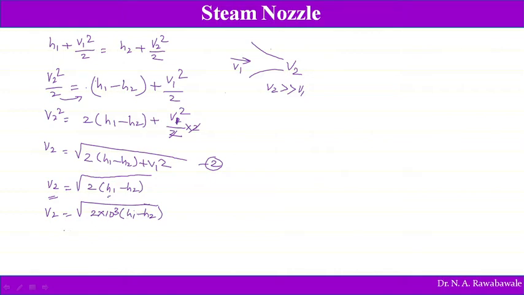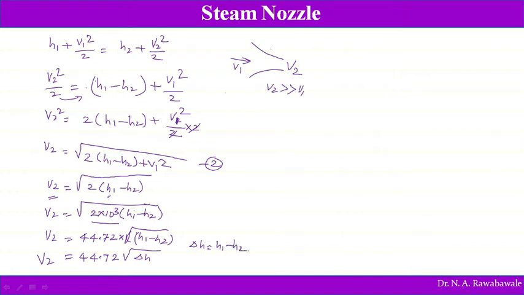So on simplification of this constant term, we get 44.72 into square root of H1 minus H2, or this can be written as V2 is equal to 44.72 square root of delta H, where delta H is the enthalpy difference H1 minus H2. So this delta H can be called the isentropic enthalpy drop.